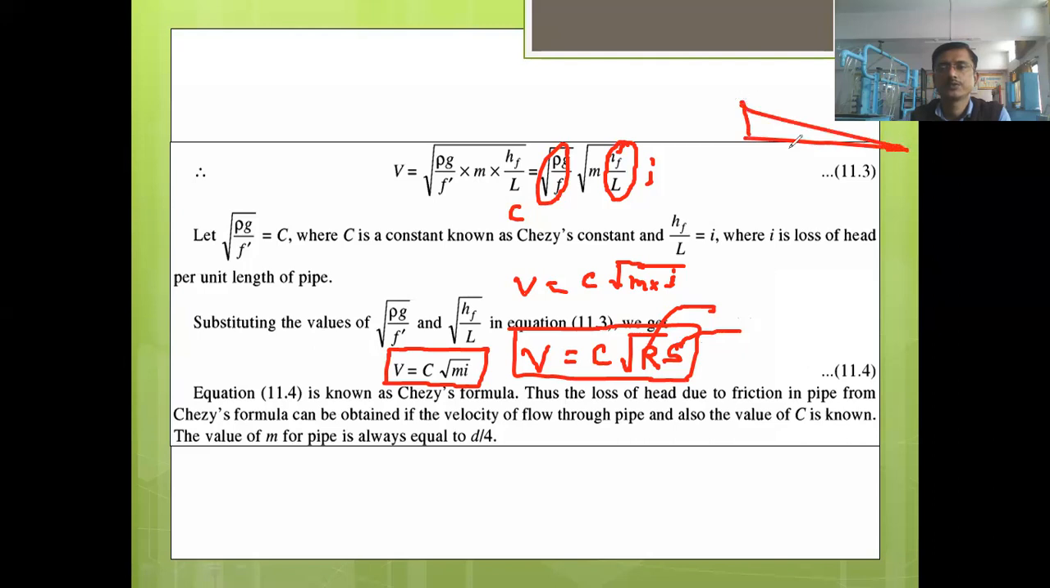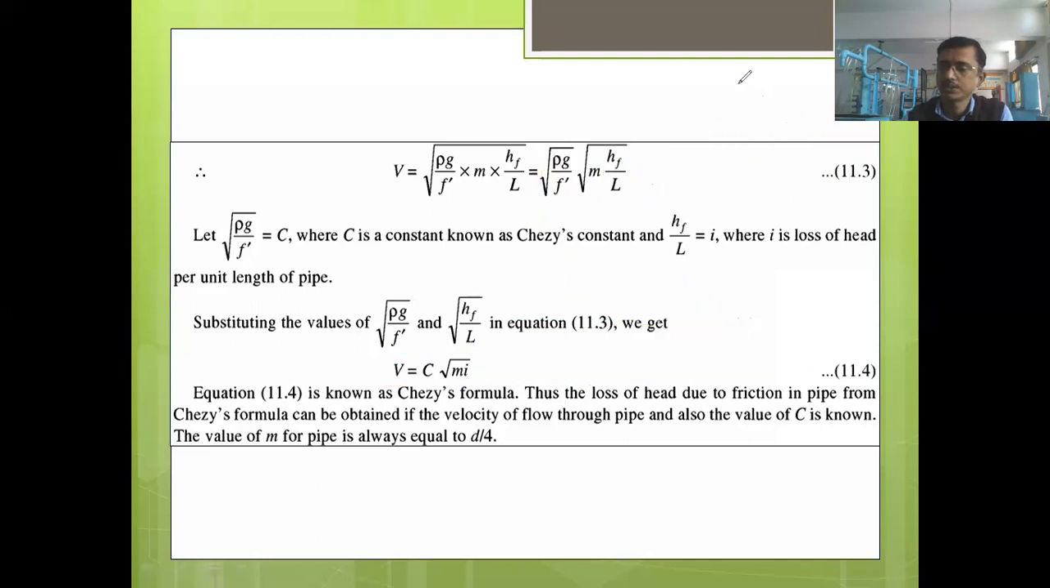This was the slope which represents the loss of head per unit length. For 1 meter length, how much head has been lost at that place, that is nothing but slope, head loss. This slope represents the loss of head per unit length. So this was about Chezy's equation.